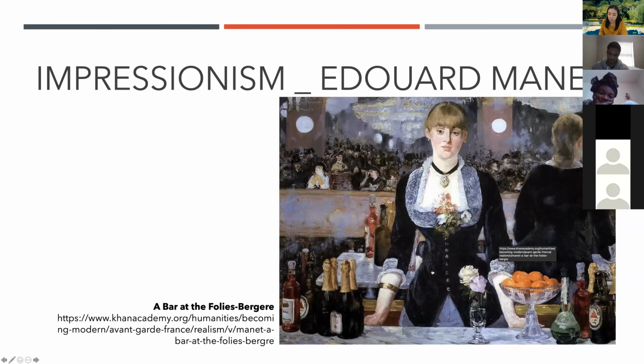So we saw this painting before, so we're gonna just skip this painting. So Manet depicted the middle or lower class people in his painting as resistance to the traditional art and the academy in France.